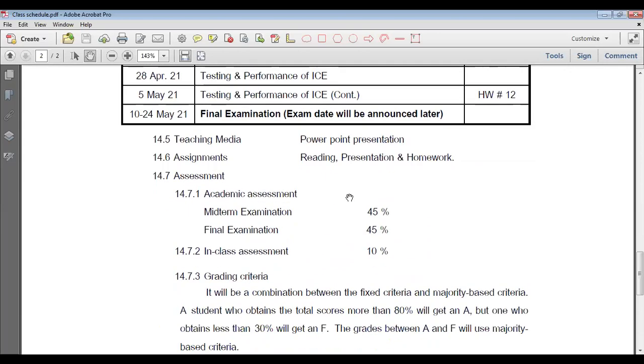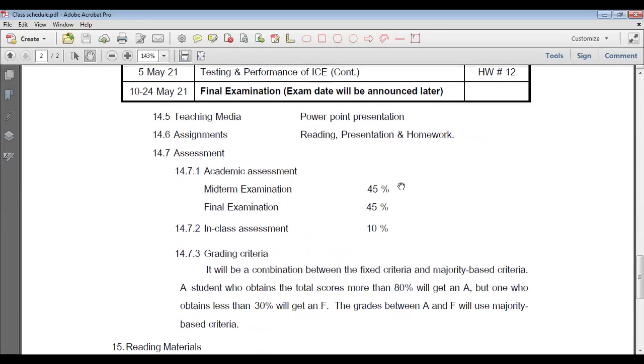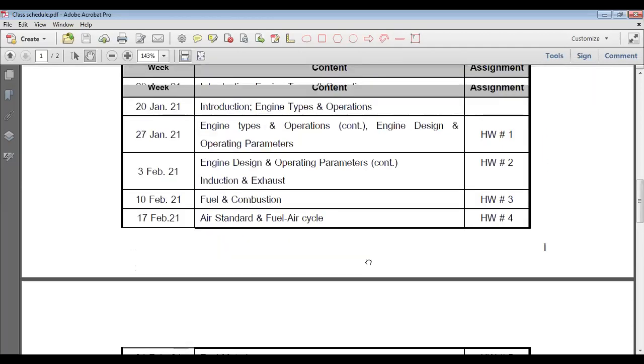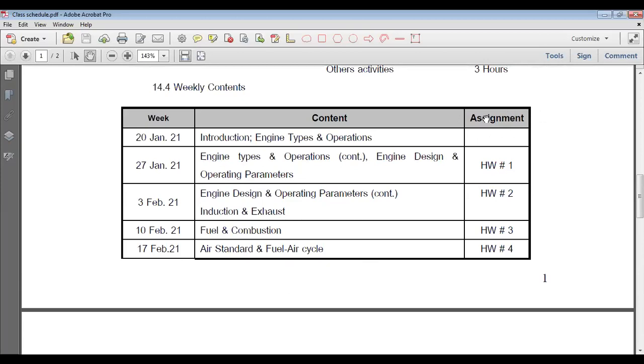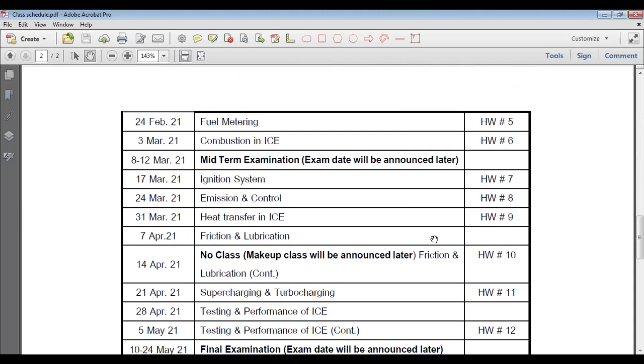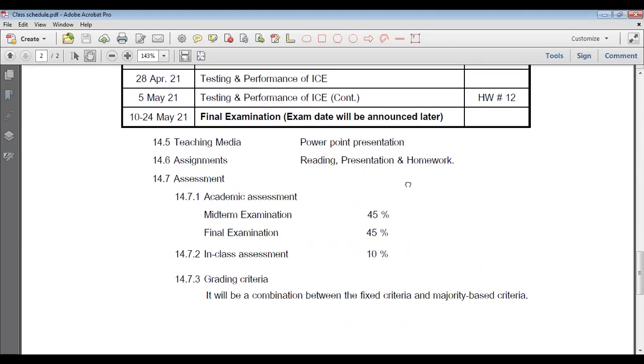Okay, and the assessment or the grading in this class, right? We will have a midterm for 45% and the final exam for 45%, and the homework is about 10%, right? I forgot to talk about the homework. The homework is right here on the assignments column. Starting from next week, we will have homework number 1, and the homework will go on every week, right? And you can see in the schedule, we will have 12 homework all together.